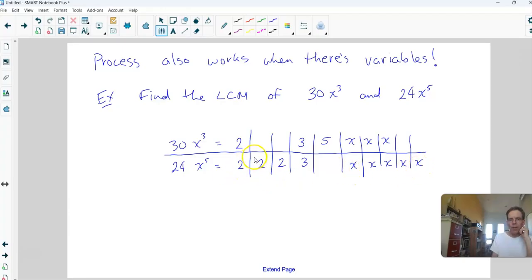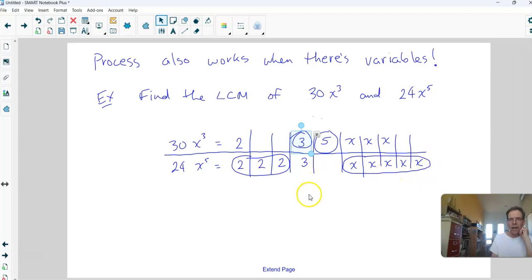Okay, how do we do this? We circle the most number of times we see each prime number. There are 3 2s in 24. That beats what 30 has. They're tied for 3s. Maybe we'll circle this 3. And 5. There's only one 5. It's in the 30 list. Now, how about x's? Who wins here? There's 3 in the 30, and there's 5 in the 24x to the 5th. We're going to circle the 5, right? It's more than 3. Okay.